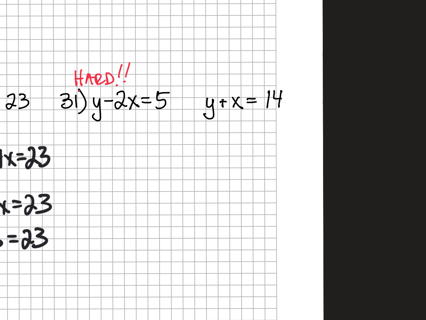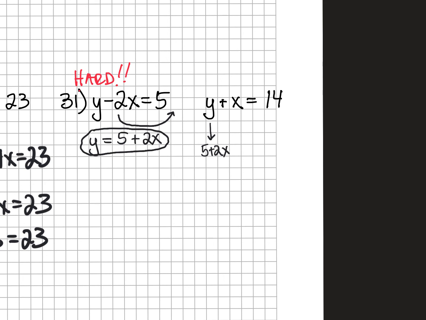So let's make one. If we take this negative 2x and put it over there, we get y equals 5 plus 2x. We just took the 2x and put it on the other side. Now we do know what y equals. Y equals 5 plus 2x. So over here, I can take out y and plug in 5 plus 2x. So that's a pretty hard step where you have to kind of rearrange at the beginning to give you a y equals. That's kind of tough.